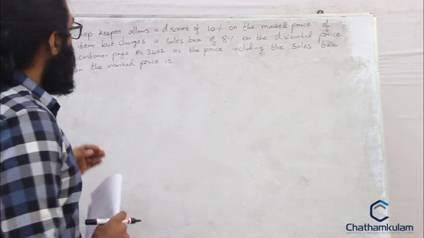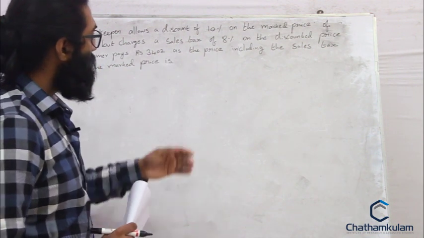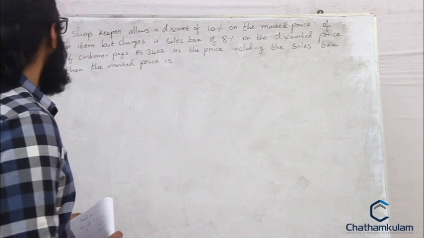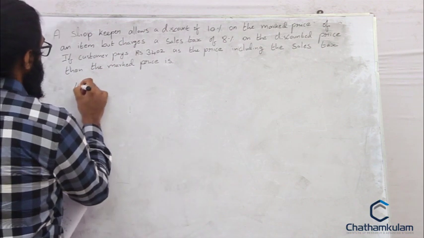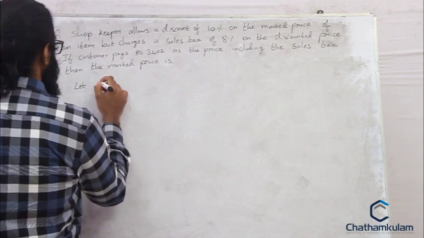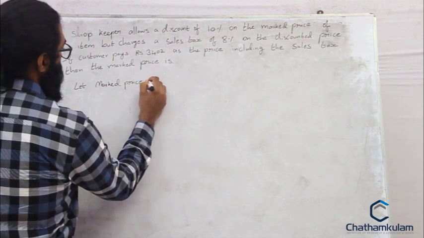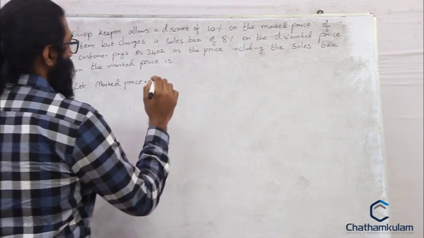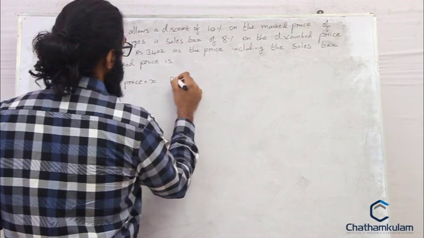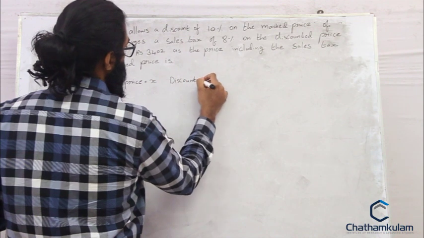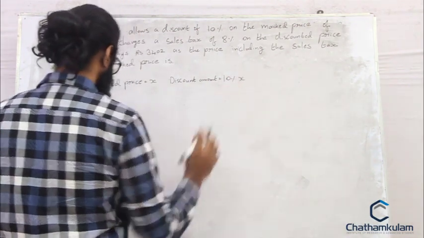It's given that from the market price a discount of 10% is given but it charges a sales tax of 8% on the discounted price. Okay, so let's first take X as the mark price. Let the market price be equal to X, right? Then what is the discounted amount? It's 10% of X, right? Discount amount equals 10% of X.